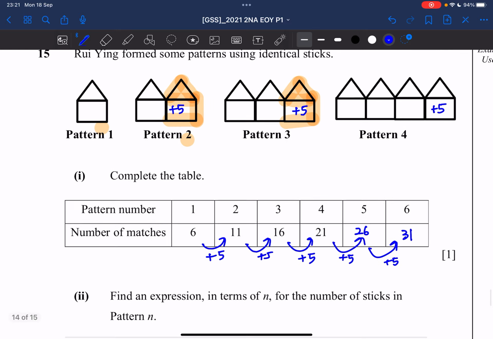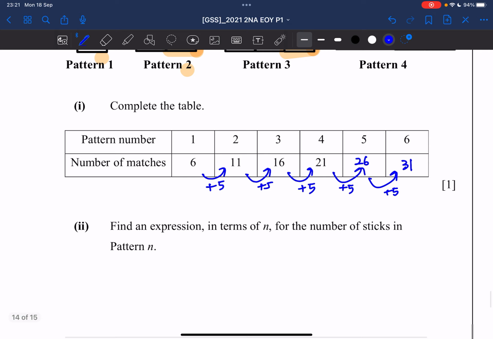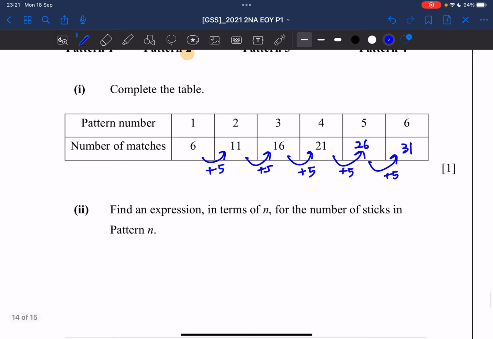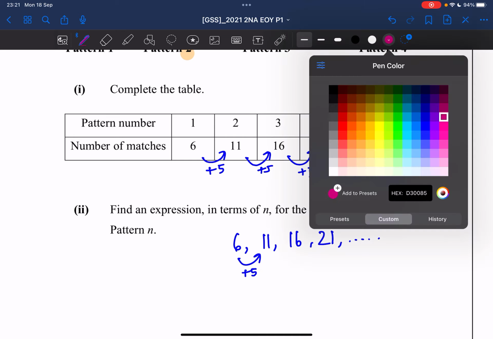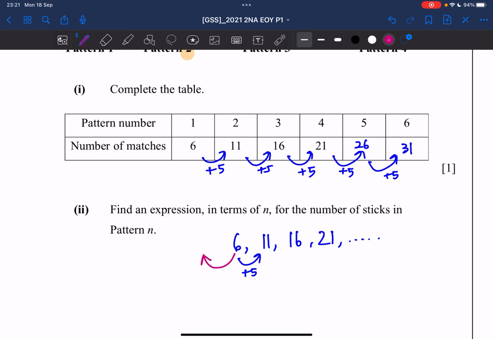Then the next question, find expression in terms of n for the number of sticks in pattern n. So this is the number pattern 16, 21. So you know the difference is positive 5. So what you need to do is find term 0. That means you need to go backwards by 1. So you minus 5. So this is your term 0. So 6 minus 5 is 1.